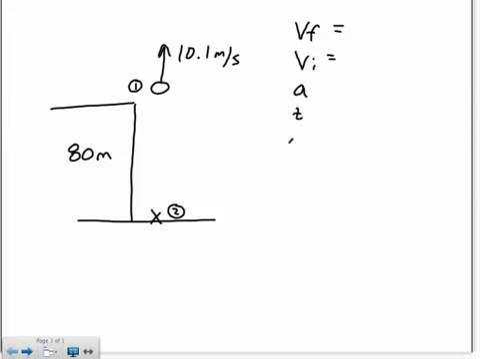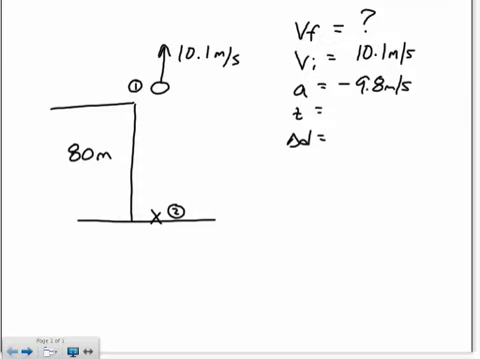And then ask, what do you know about the problem? Do we know our final velocity? No. Do we know our initial velocity? Yes. What is it? 10.1 meters per second. Is that up or down? That's positive, it's up. So we'll just leave it as positive. Our acceleration? -9.8 meters per second squared, and that is negative. Why is it negative? Because gravity is directed downwards.